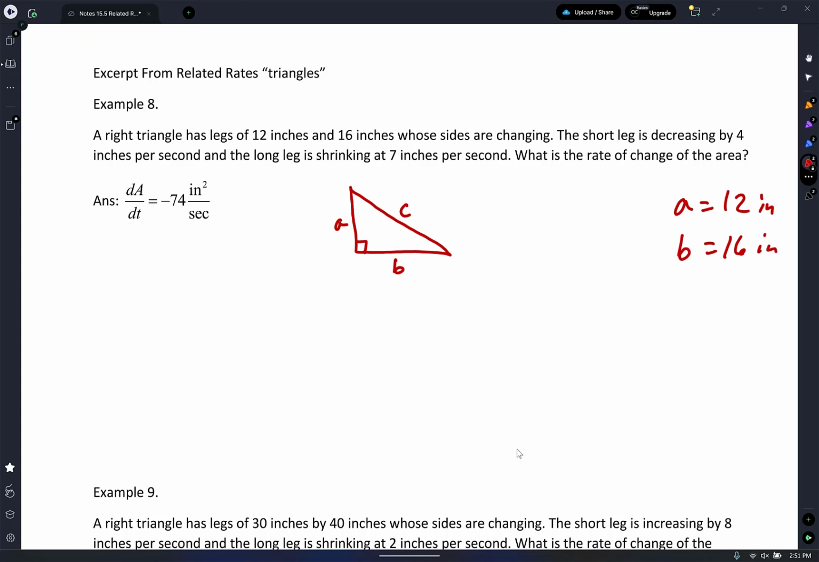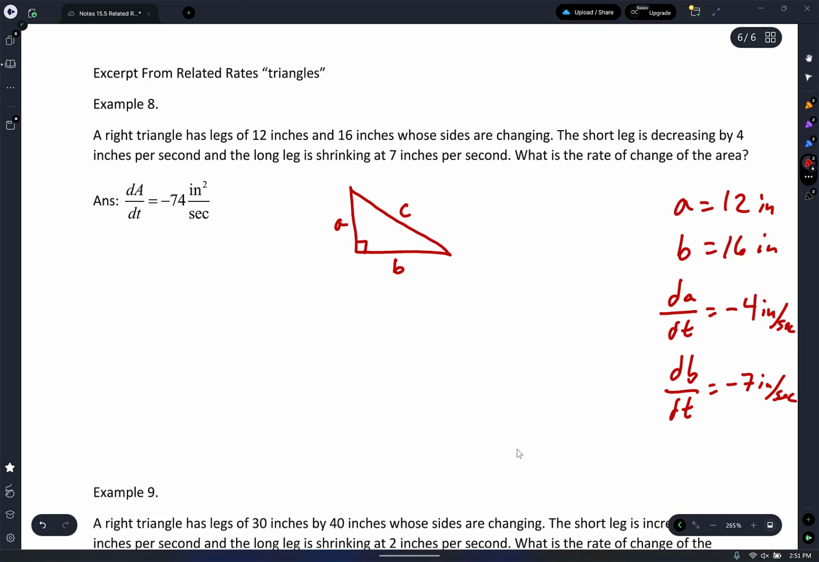Are we okay? I haven't done anything yet, guys. The short leg is decreasing by 4 inches. Which one's the short leg, A or B? A. So write dA/dt, and I'm decreasing by 4 inches per second, so I put what? Perfect. Negative 4 inches per second. And the long leg is shrinking at 7 inches per second. So what do I write? Negative. Perfect. What is the rate of change of the area? I love it.